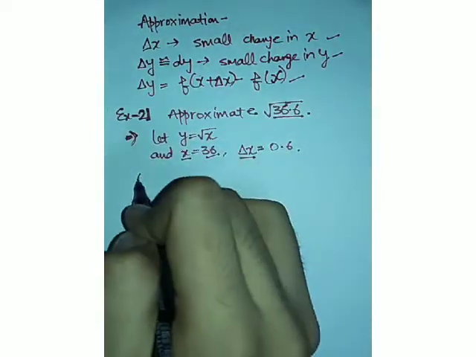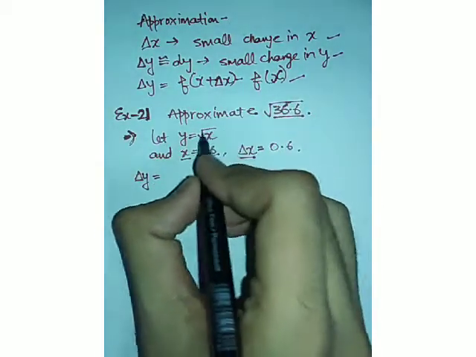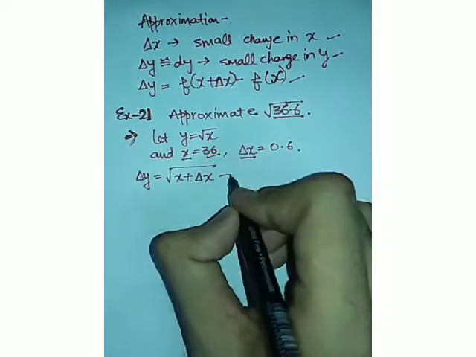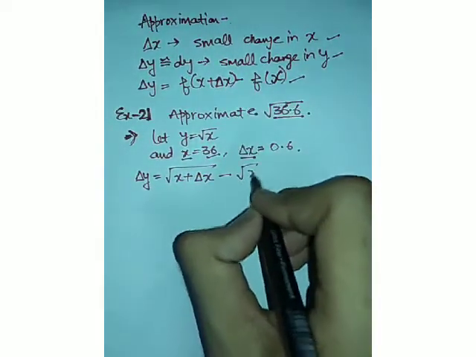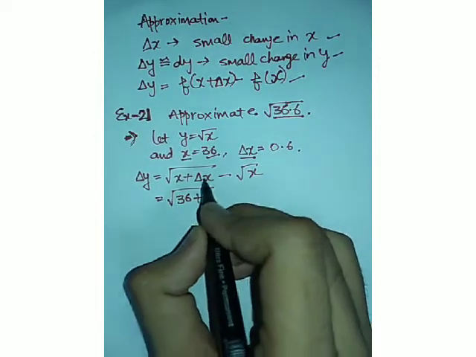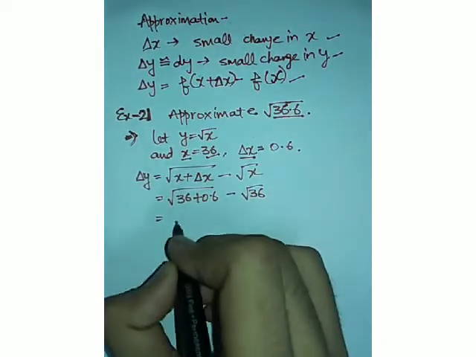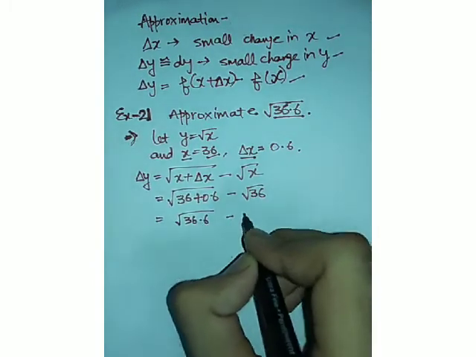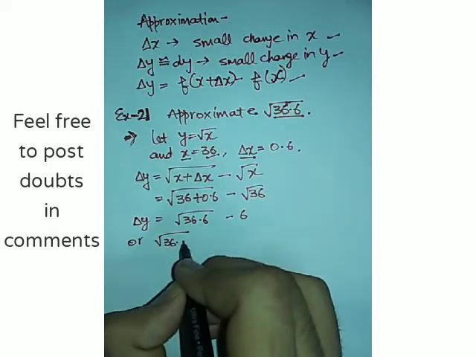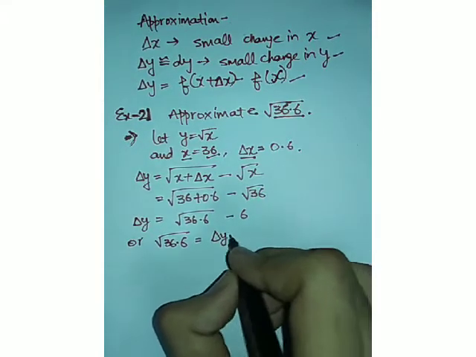Now we have learned that delta y is equal to f of x plus delta x minus f of x. Now this is our f of x. When it will be f of x plus delta x, it will be root of x plus delta x, minus root x itself. Now fill in the values. What is x? That is 36. What is delta x? That is 0.6, minus root of 36. Clear? Now we will get root of 36.6 minus 6 is delta y. Or what we have to find, root of 36.6 is equal to delta y plus 6.